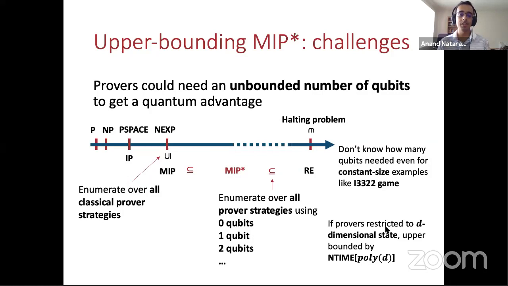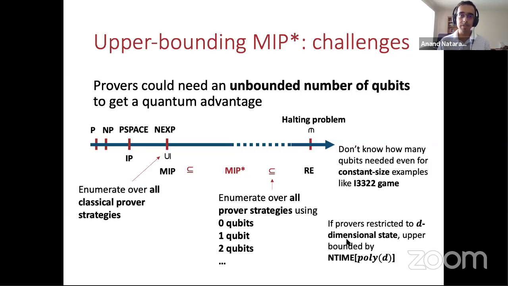So NTIME is non-deterministic time. So where does that come from? Well, that's just from this sort of enumeration, but it's using the fact that since you have this restriction that the provers are using a quantum state of dimension at most d, you can write down a classical description of what they do in poly(d) bits. And so then you can use this non-determinism to just guess a description of a good strategy, and that can be done in NTIME of poly(d).